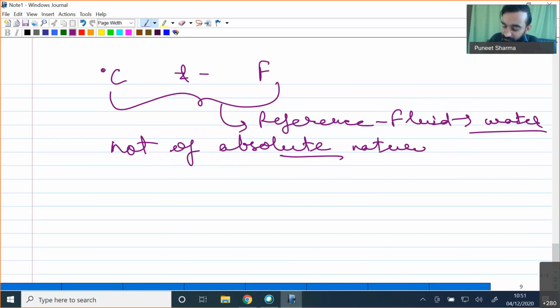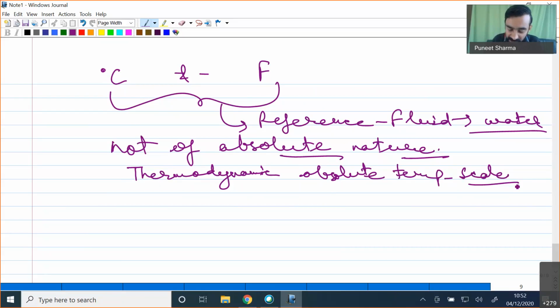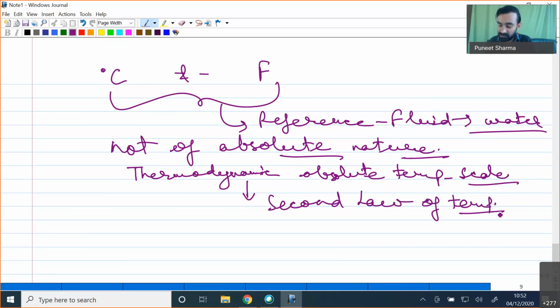So then comes the idea of the thermodynamic absolute temperature scale. This particular idea we will be able to derive once we go into the discussion of the second law of thermodynamics. So at this particular moment, we will not be able to understand this concept. This will come into consideration after the understanding of the second law of thermodynamics.